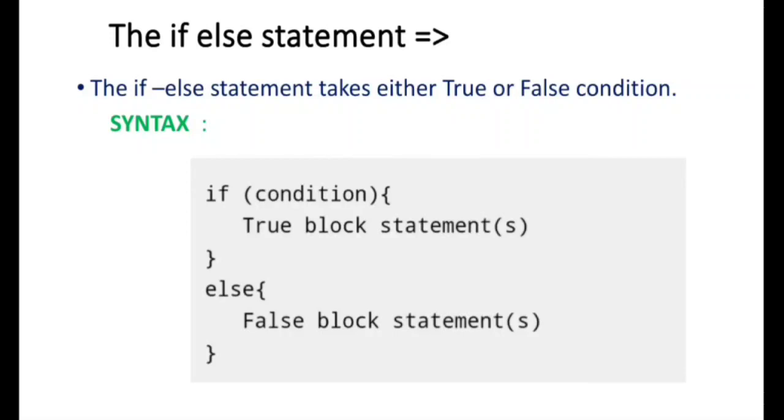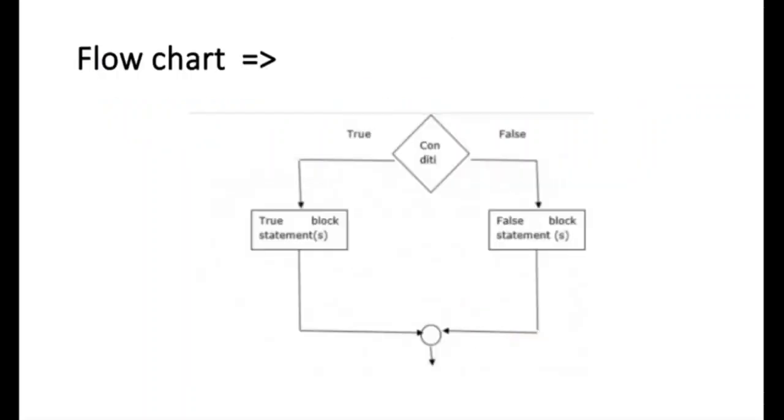The syntax for this if else statement is, we are going to write the condition, open the curly braces, give the true block statements, and then close the curly braces. We are going to write else again, and write the false block statements, and then close the braces. So this is the syntax for the if else statement.